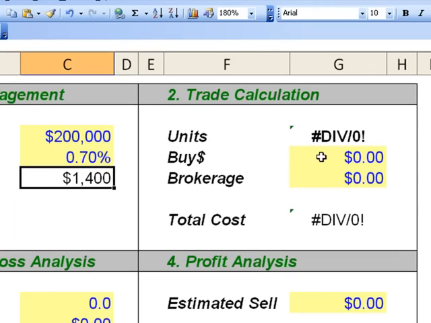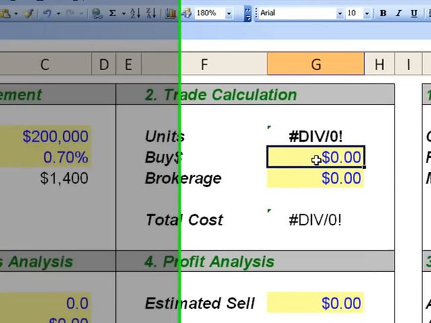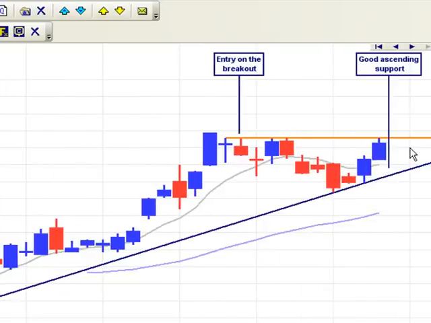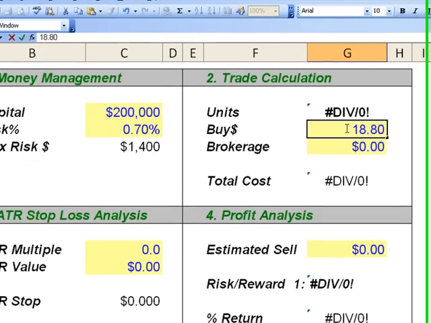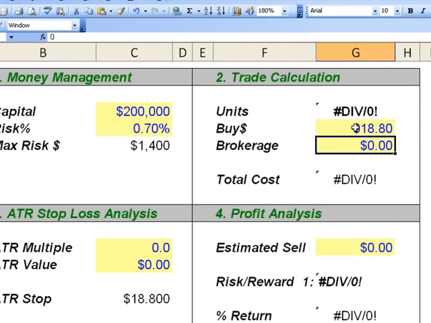Okay, my buy price. If I just flick back to the SOL chart, because I've got a short-term memory issue, it's going to be about $18.80, let's say, just for the purposes of this example. $18.80. Okay, my brokerage, I know, is $9.99 with TD Ameritrade. That's who I'm trading with in this particular portfolio.